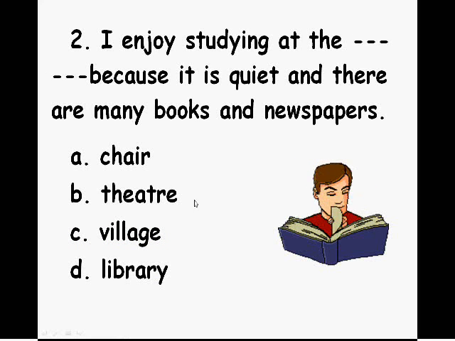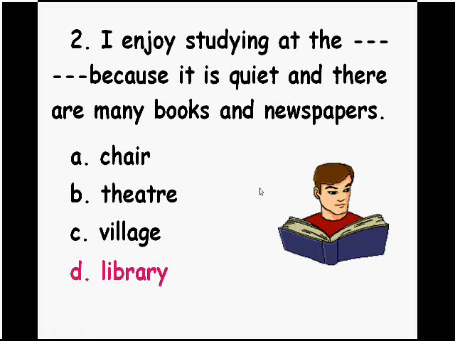Another sentence we have: I enjoy studying at the blank because it is quiet and there are many books and newspapers. A, chair, B, theater, C, village, and D, library. Again, there are lots of clues in the sentence itself to lead you to choose the correct answer. You have a place which has lots of books and newspapers. So, of course, it is D, library. Very good.